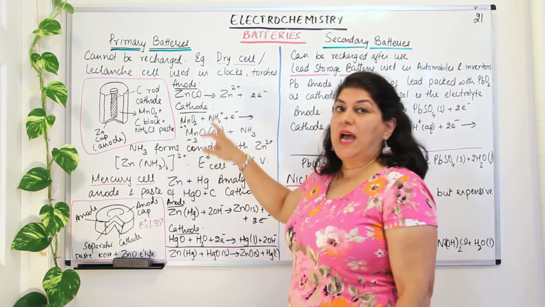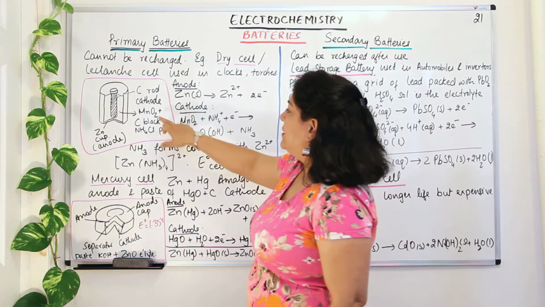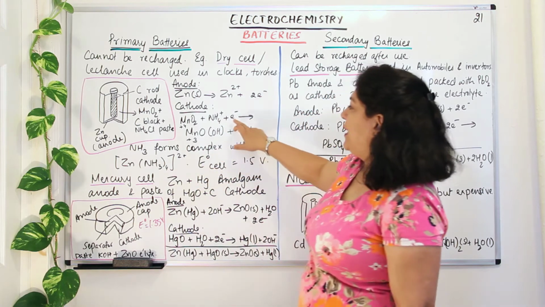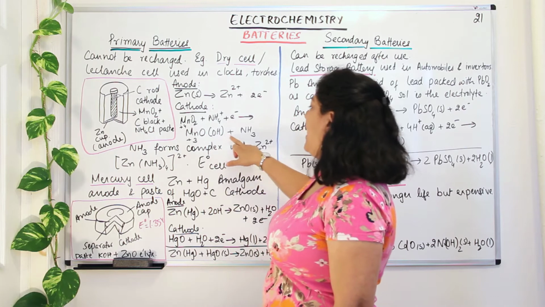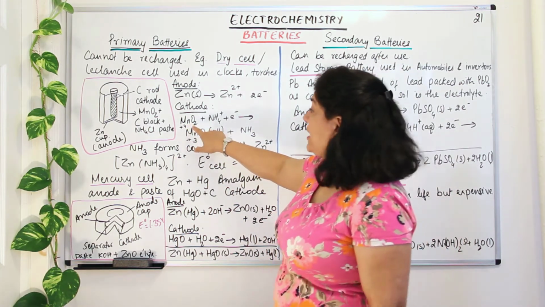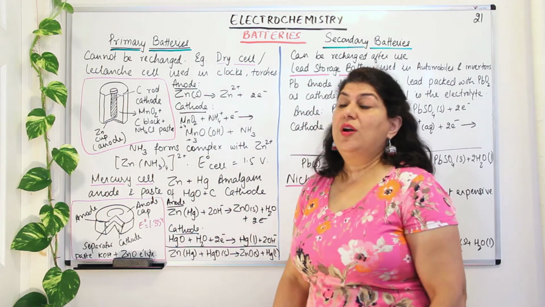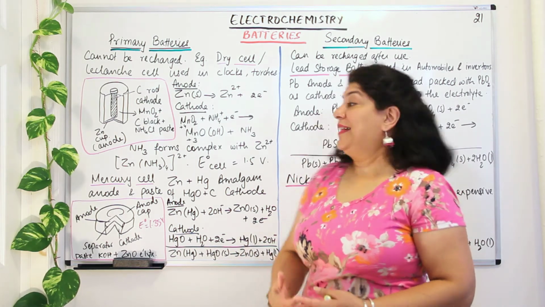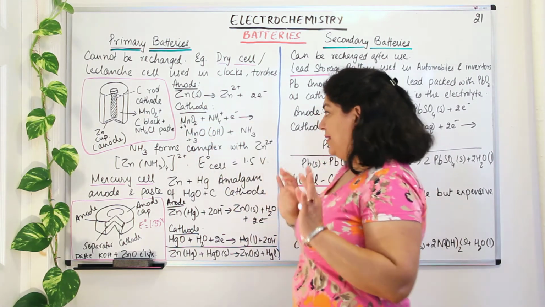At the same time, what happens at the cathode? At the cathode, manganese dioxide, which is present here in the electrolyte, and ammonium ions, which are also present in the electrolyte, they gain electrons and result in the formation of MnO(OH) and ammonia. And here the oxidation state of manganese was +4 and it reduces to +3. Therefore, manganese dioxide is getting reduced here. Right? So, reduction occurs at the cathode and oxidation occurs at the anode.